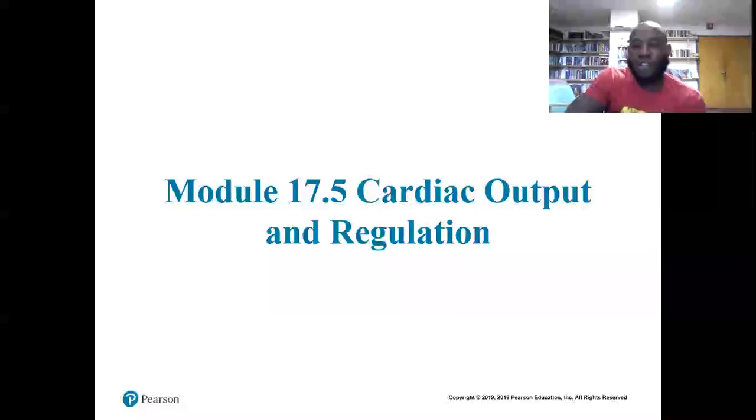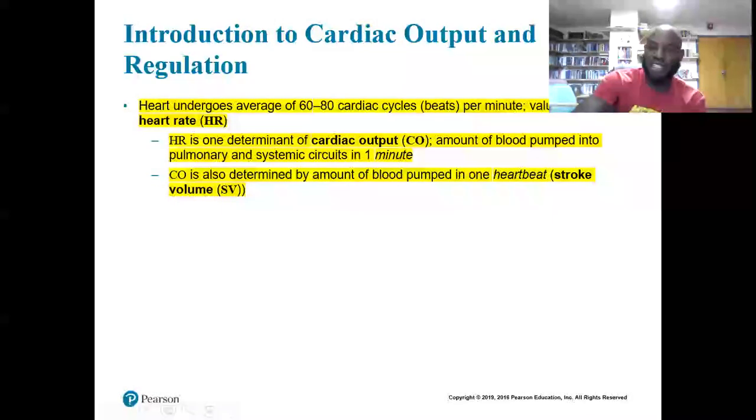All right, and so now we go into cardiac output and regulation. This is our last section for this chapter.